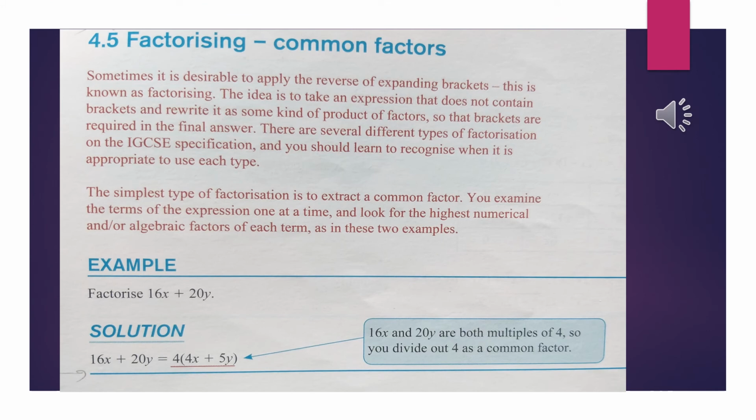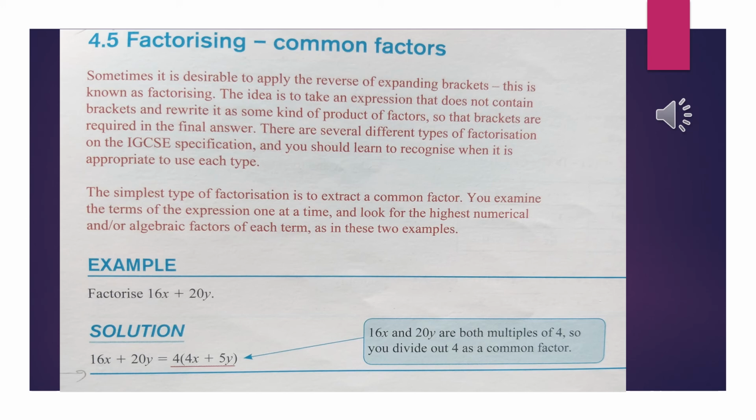Chapter 4.5, factorizing. We are introducing factorizing. The first thing in factorizing is the common factors. Whatever factorizing question is given, you must look for the common factors at the very first. Now the book says, sometimes it is desirable to apply the reverse of expanding brackets. This is known as factorizing. I will tell you, the reverse of expanding brackets is known as factorizing.